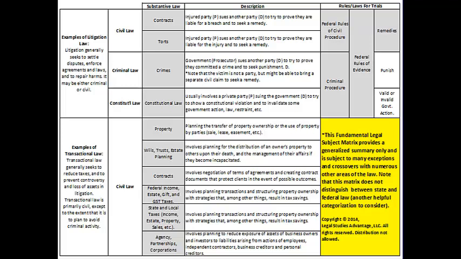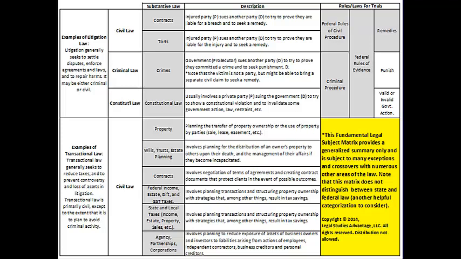Moving down the ladder here, let's look at contracts. Of course, we discussed contracts in a litigation context above, but here in a transactional law practice area, contracts would typically involve the negotiation of terms and agreements and creating contract documents that protect clients in the event of possible outcomes. Moving further down here, we have federal income, estate, gift, and GST taxes.